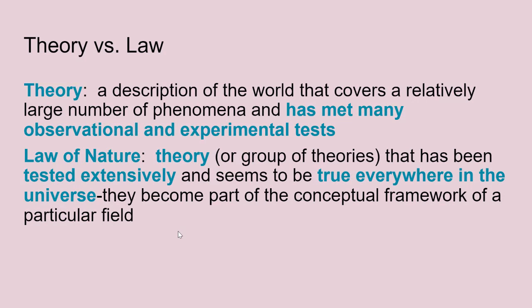A law of nature is a theory or a group of theories combined that has been tested very, very, very extensively, and it seems to be true pretty much everywhere in the universe. So it becomes part of the main set of information that we know about a certain field. So in biology, we don't have many laws of nature. We actually have more theories like germ theory or cell theory in biology, but in chemistry, we actually have many laws like Charles's law and Boyle's law and Avogadro's law that tell us how different atoms and substances will act in certain conditions. So you will see that in the coming year or years.